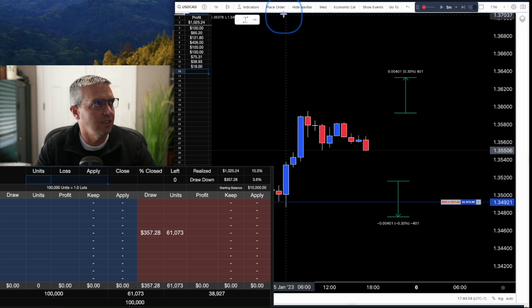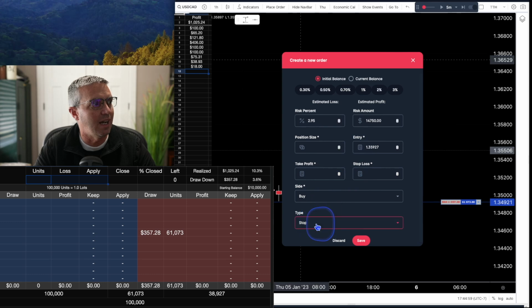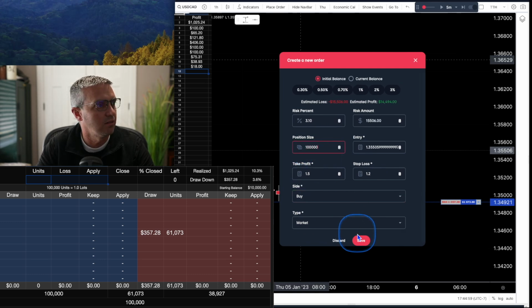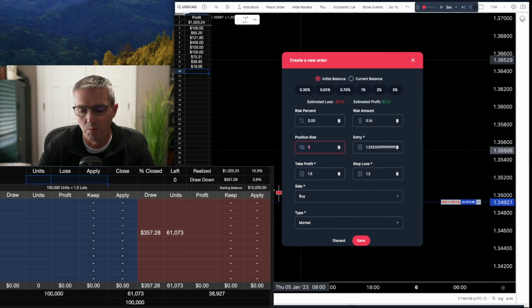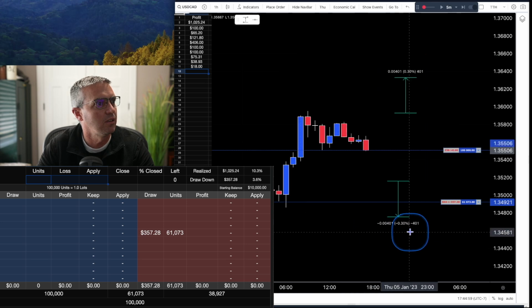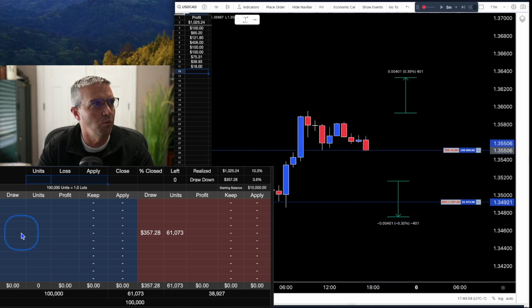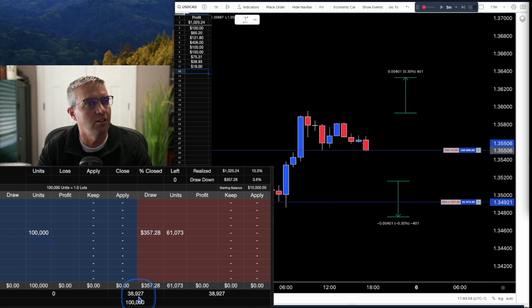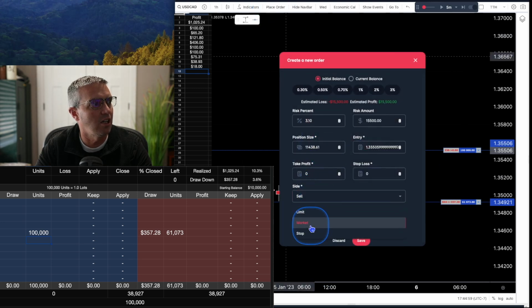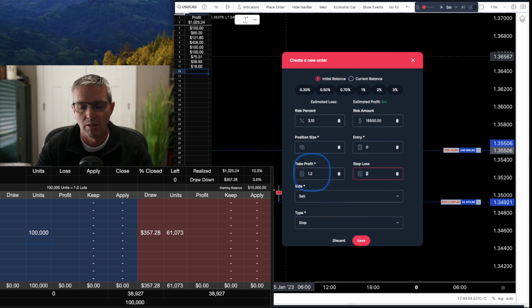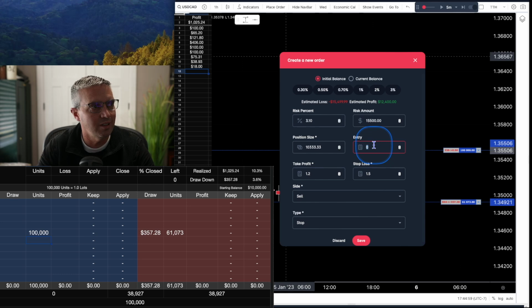I'm leaning towards a capacity program, and so I am going to buy at the market 100,000 units. Actually, I think I had one too many zeros. 100,000 units. All right. So I bought at the market 100,000 units. So now I have to sell 38,927 units to balance our hedge. And I'm going to put that in as a sell stop order. And we're going to do that 20 pips below the market.